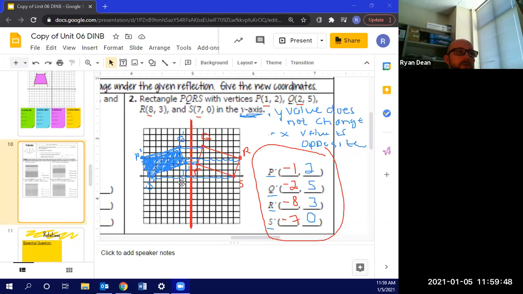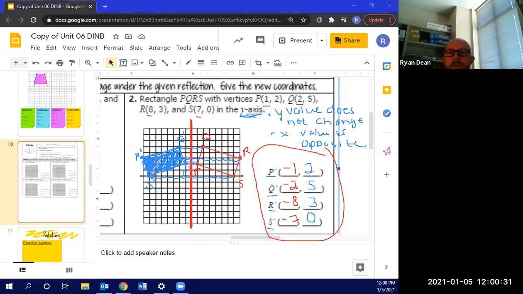Okay, and of course you can go through and verify all these points if you wanted to. So P prime should be at -1, +2. All right, P prime, -1, +2. So I start here at 0, 0, then -1, +2. Q prime should be at -2, +5. 1, 2, 3, 4, 5. And I can do the same thing for R prime and S prime.